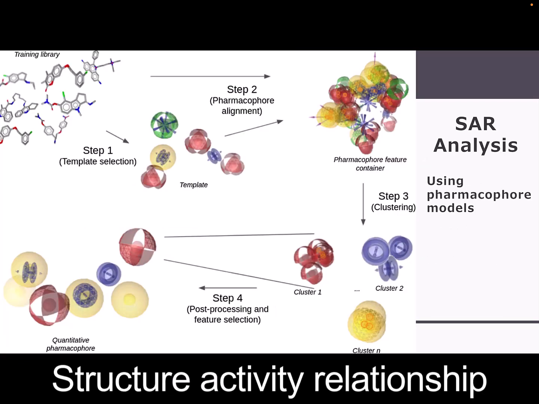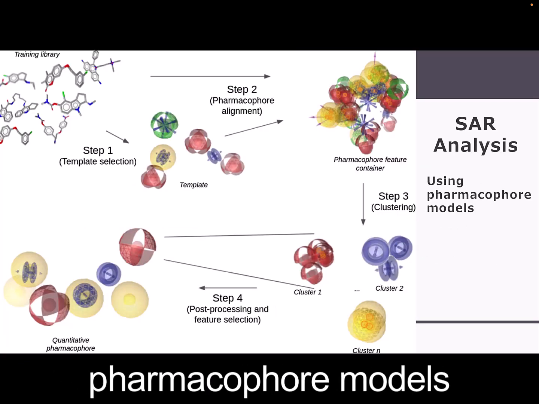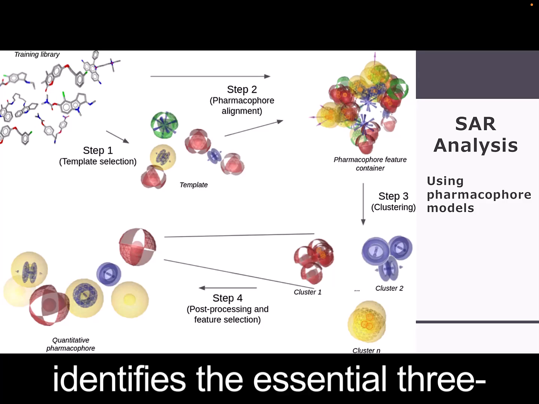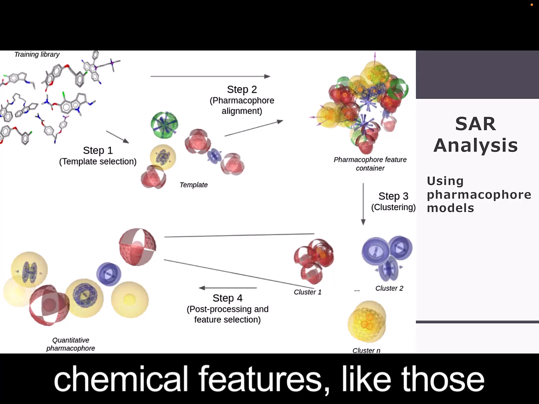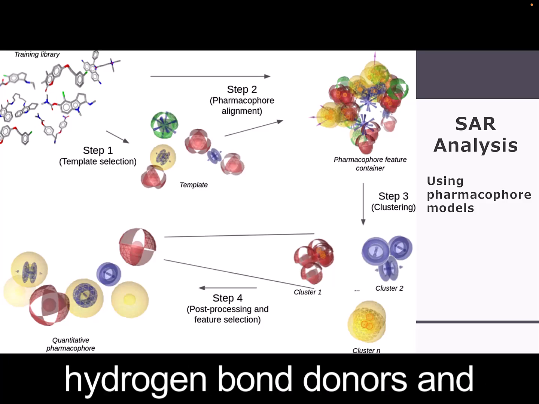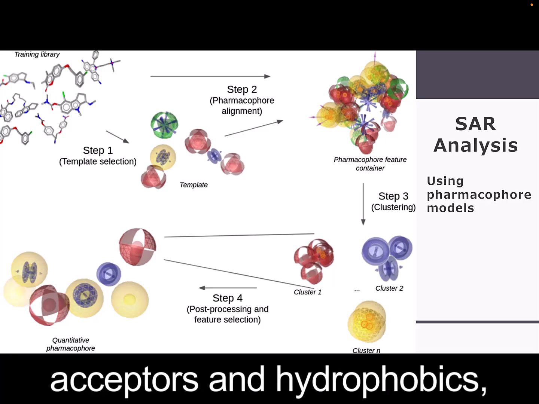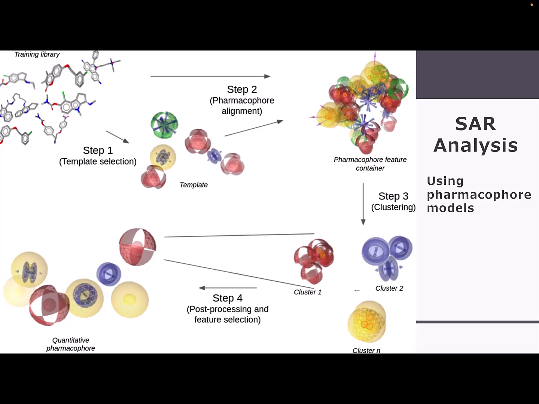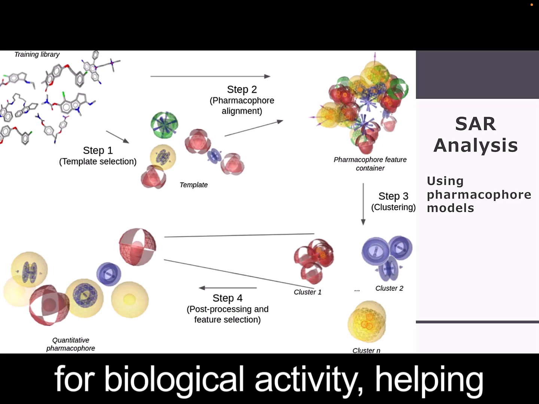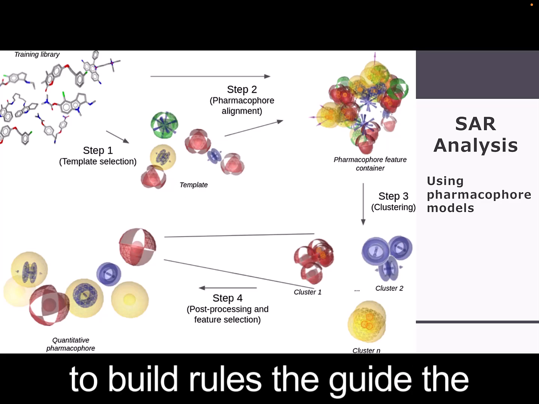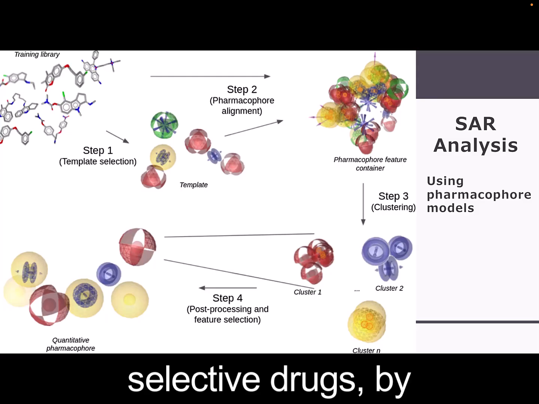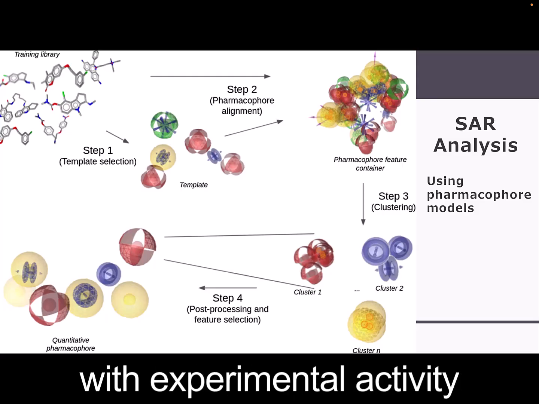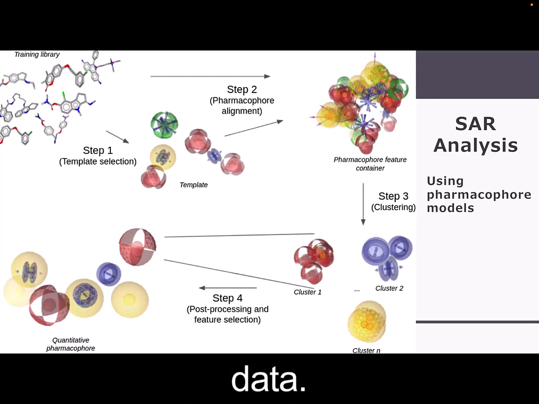Structure-activity relationship analysis using pharmacophore models identifies the essential three-dimensional arrangement of chemical features, like those hydrogen bond donors and acceptors and hydrophobics, for biological activity, helping to build rules that guide the design of more potent and selective drugs by correlating these features with experimental activity data.